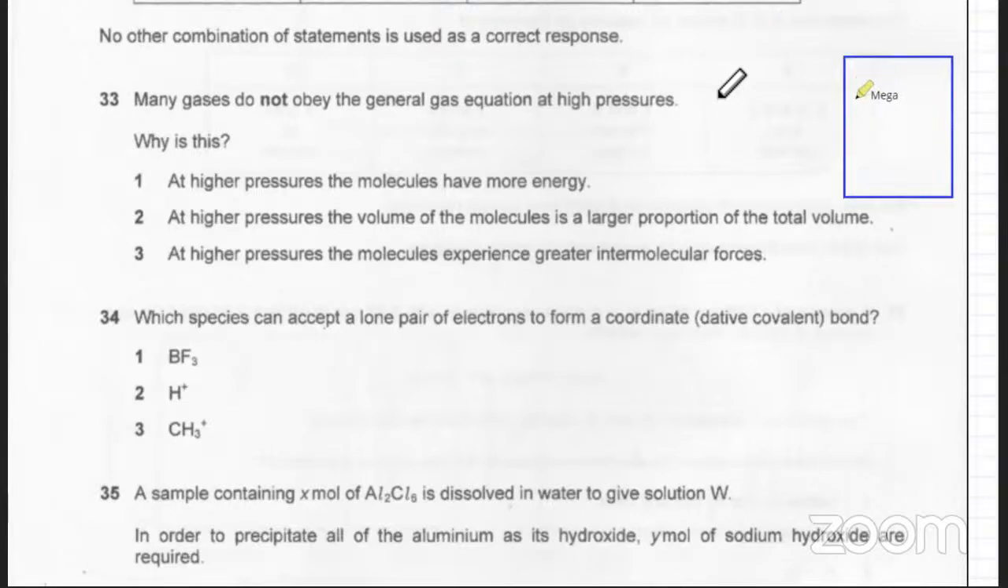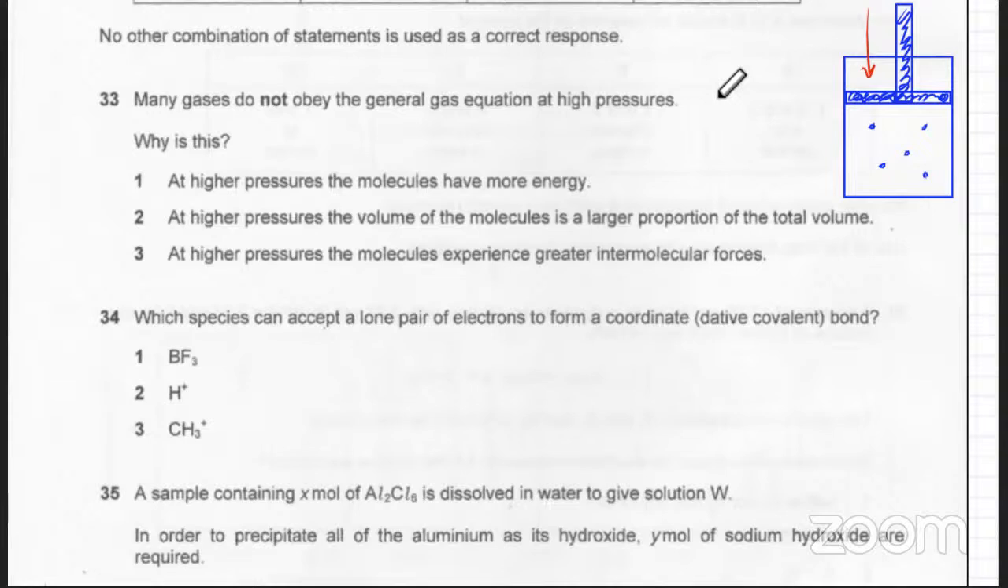Like if you have a container, and it has a piston, and there are gas particles, right? So there's gas particles in that container. Now tell me, what happens if I increase pressure, if I start to compress it? Why would it not behave as an ideal gas?